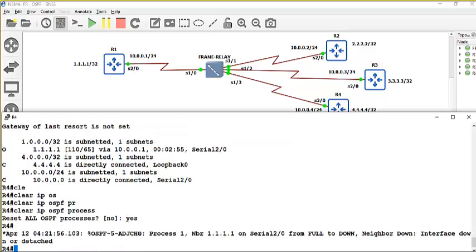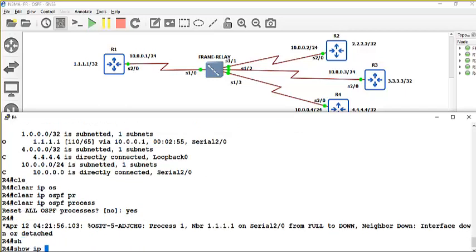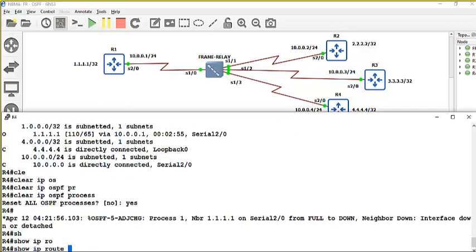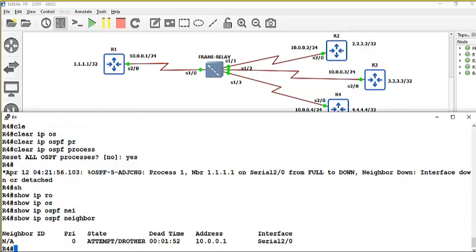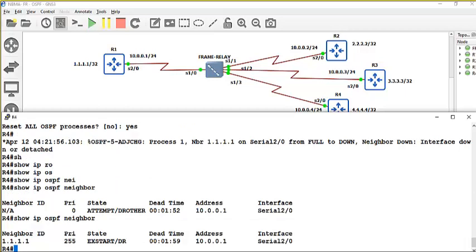Now you'll see router 1 becoming a designated router. Show IP route, show IP OSPF neighbor. Okay, give some time, it's attempting. Okay, router 1 is a designated router because the priority I have set to 255.